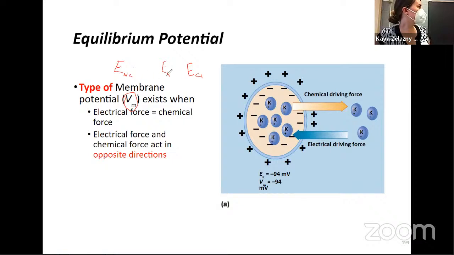Because all of these would be affected by the membrane potential, right, by those positive and negative, but they're going to have different sodium concentrations inside and outside the cell than we have potassium concentrations, for example. So when we're thinking equilibrium potential, because this is talking about both the chemical and the electrical force, we need to be specific about which ion we're talking about because we're summing these two forces together.